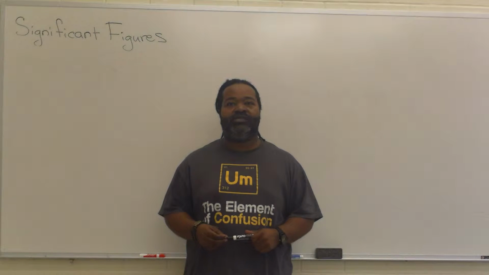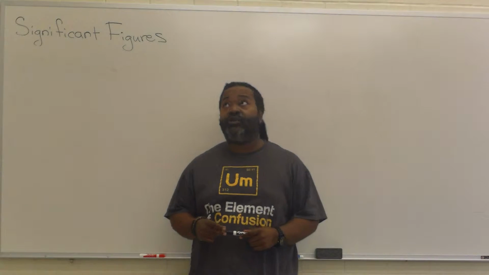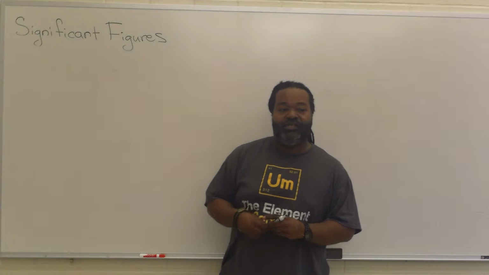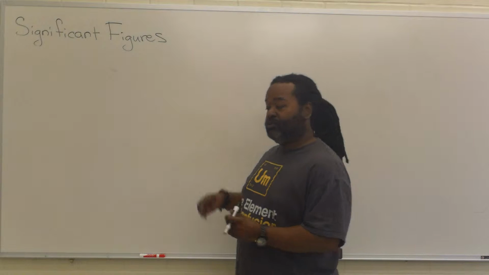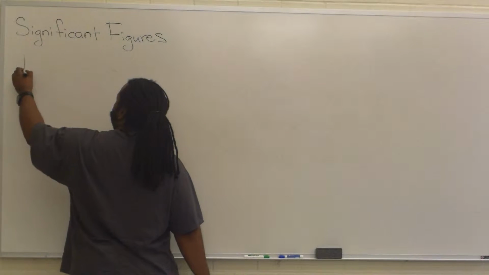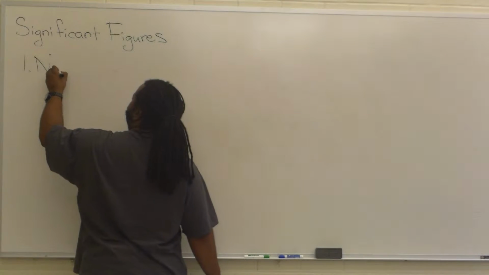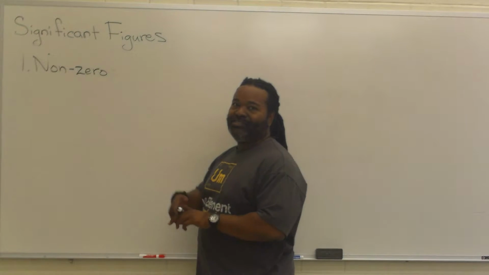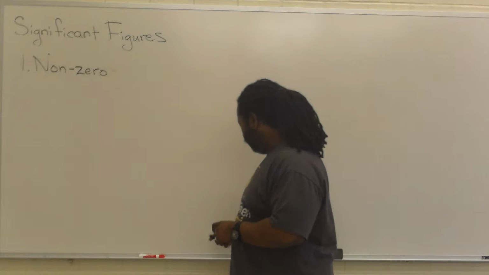This instructional video is designed to show you how to determine the number of significant figures you have in a given measurement. And so there are three rules. The first one is very straightforward. It's the non-zero rule. Anything that is not a zero is a significant figure.